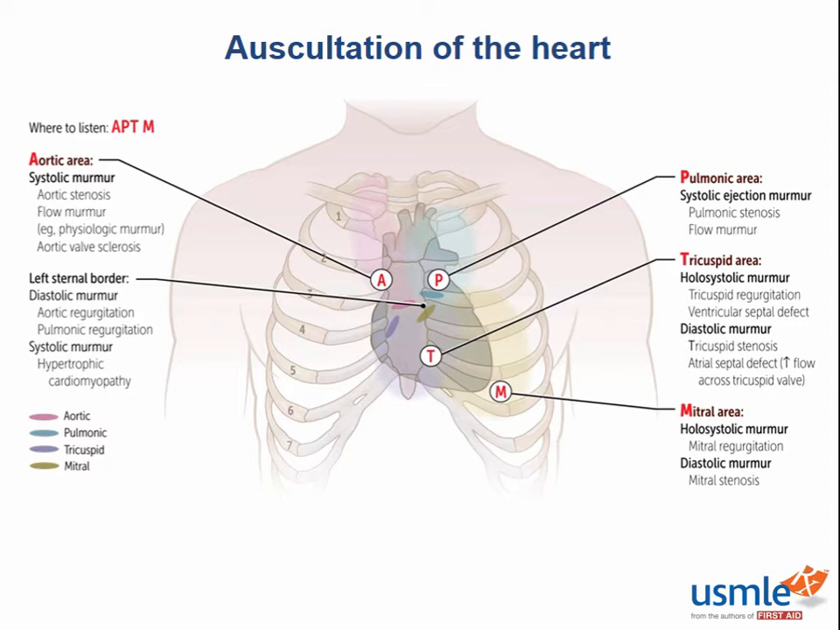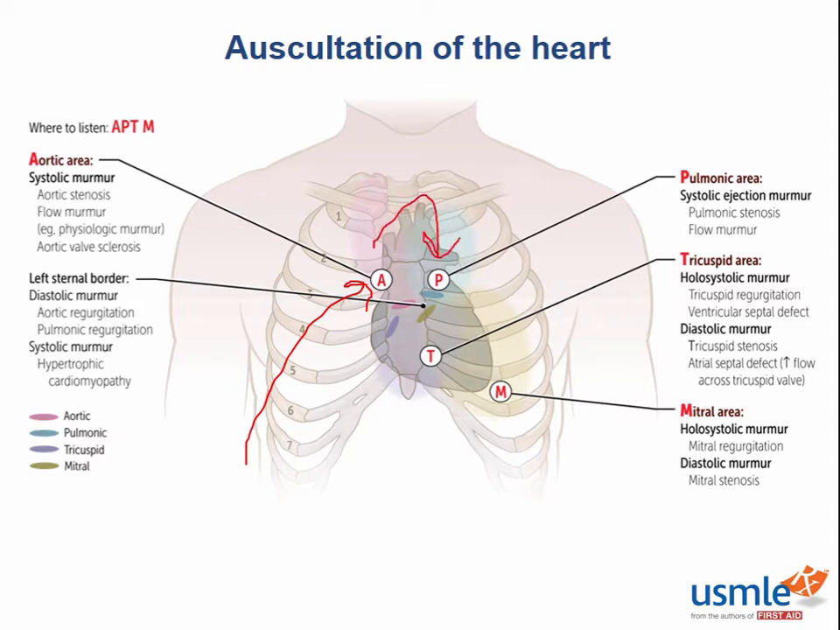It's important to know where on the chest wall you can best appreciate heart valves as well as their associated murmurs. Here is a diagram from First Aid that shows you the areas on the chest wall where you can best appreciate those murmurs. Here in the second intercostal space along the right parasternal border is the aortic area, where you can best appreciate the aortic valve and the murmurs associated with the aortic valve.